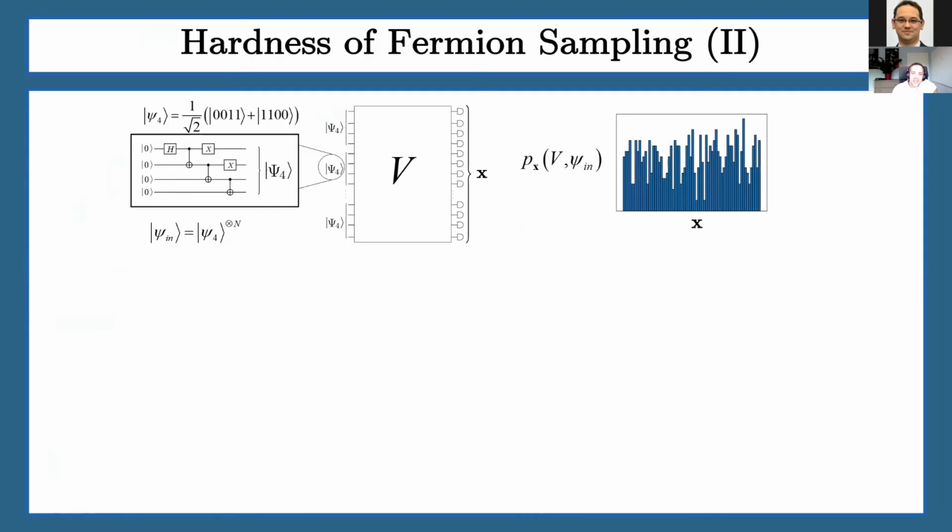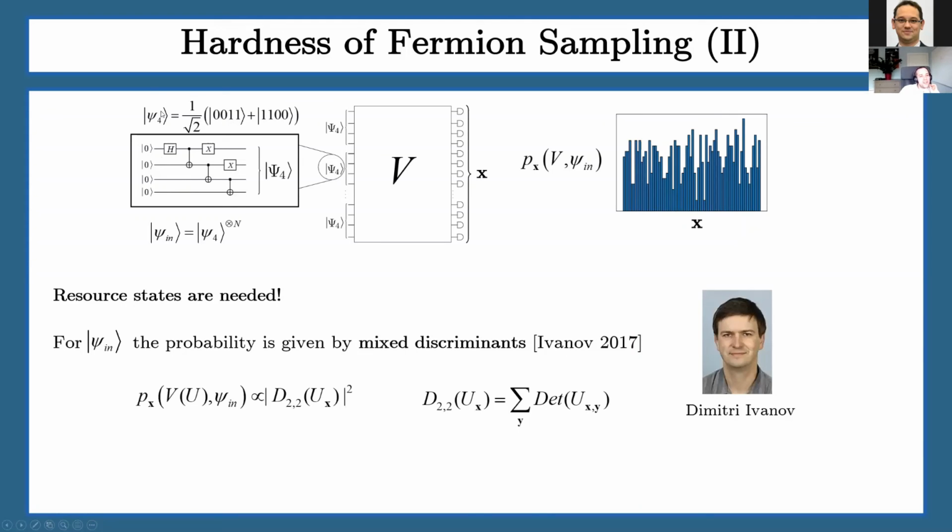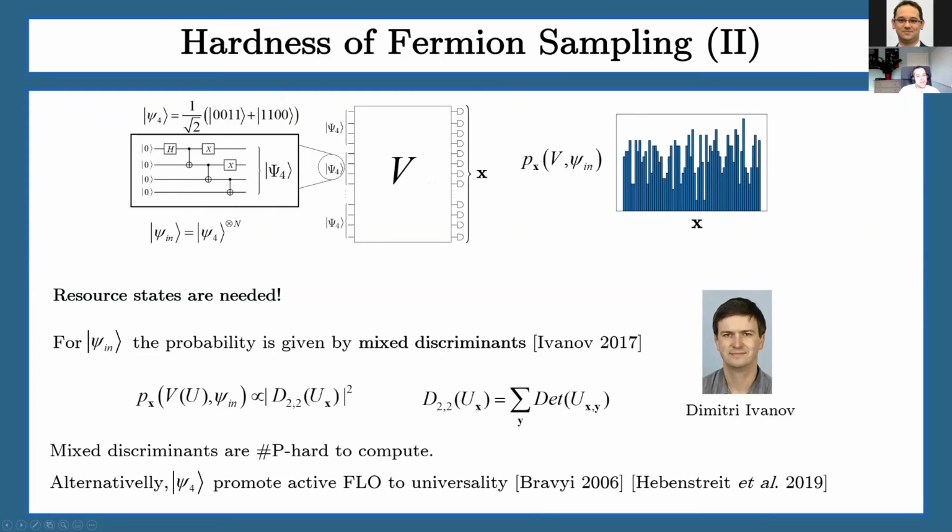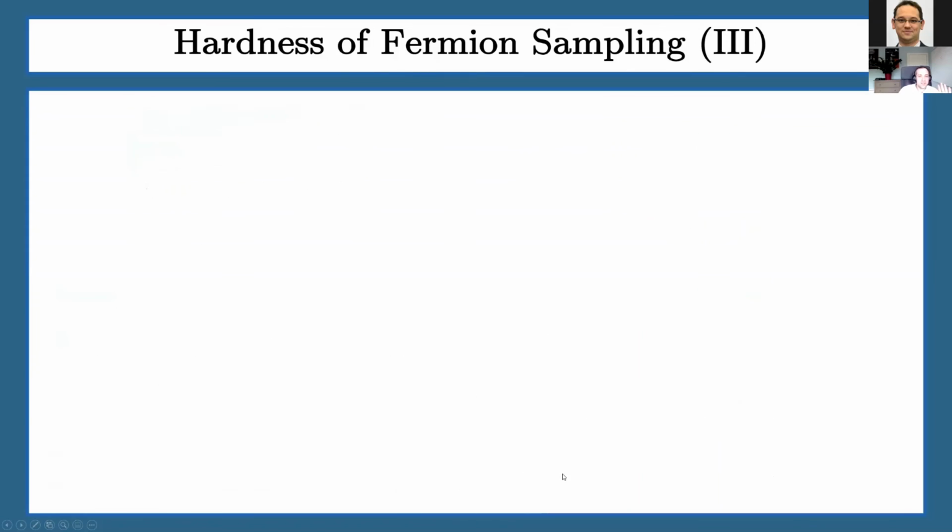I tried to be pedagogical. So now I move to the hardness of the sampling. I will speed up now. That's why we need resource states, and that changes the game completely, as the output probabilities when you have those resource states are actually realized by a sum of determinants, not just by determinants. This thing is called the mixed discriminant, and it was proven to be sharply hard. Also, you can use some arguments from quantum computation to show that this is the case. But it's not the end of the story.